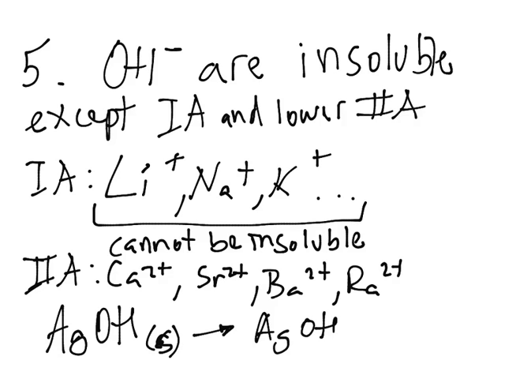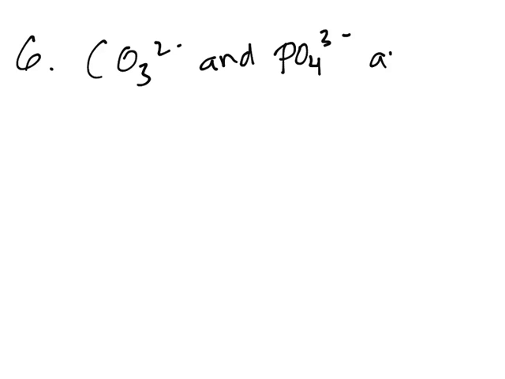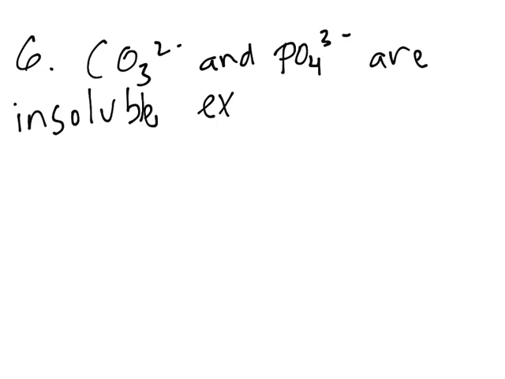Now let's go to the sixth rule. All common carbonates, so CO3 2 minus, and phosphates, PO4 3 minus, are insoluble, okay? Except for those of group 1A. So again, as the first rule says, except 1A, sodium and lithium will always be soluble when you have them. So these will be our exceptions, and NH4 plus, which is ammonium.